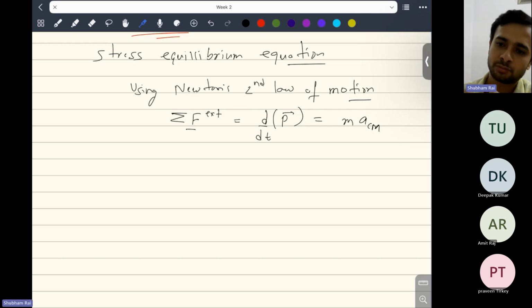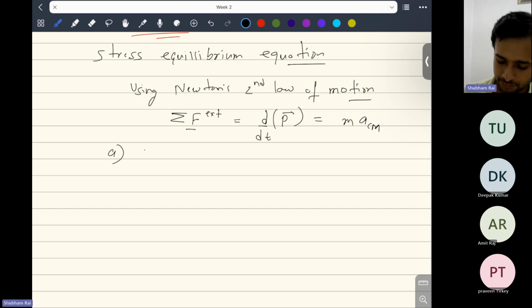And traction will be some distributed load that you are applying on the surface of the body. And body force will be something that acts upon the volume of the body, like gravity. Okay, so external force can have contribution from traction as well as body forces.